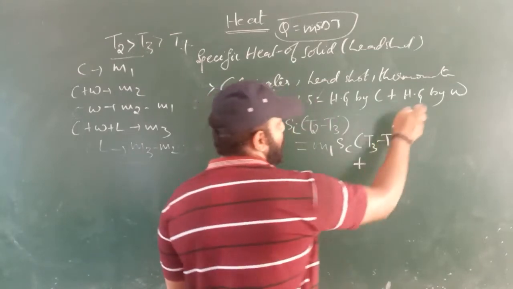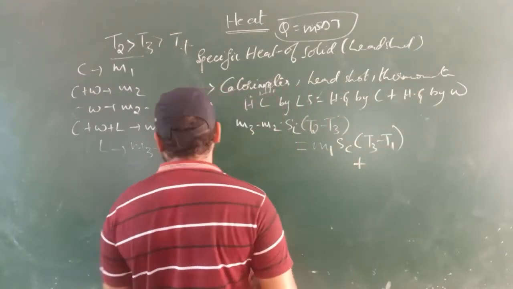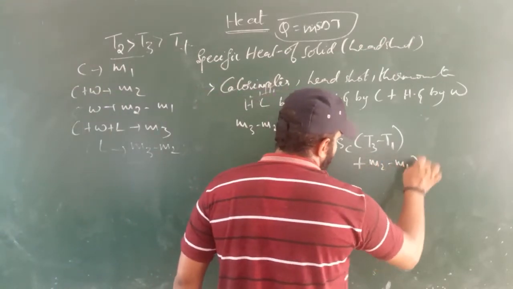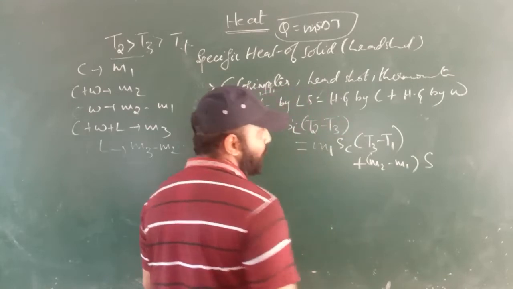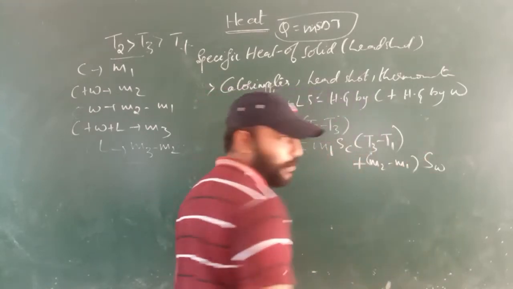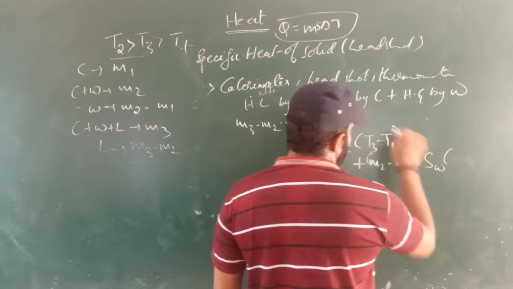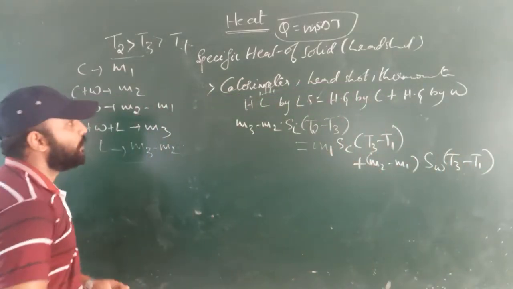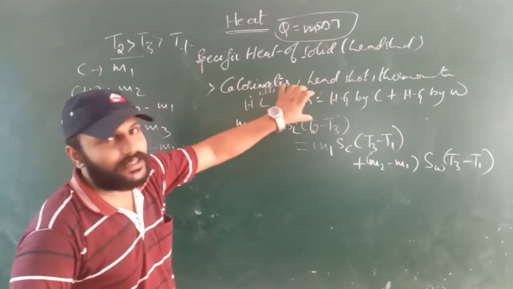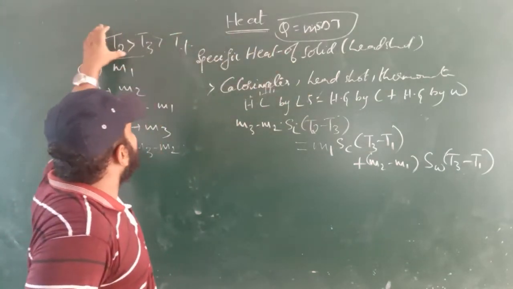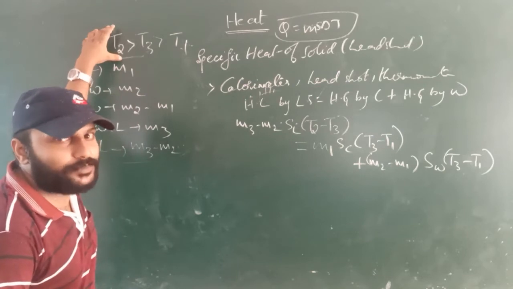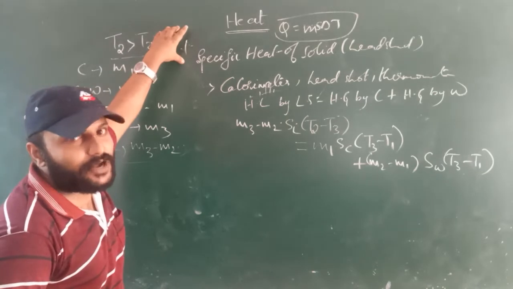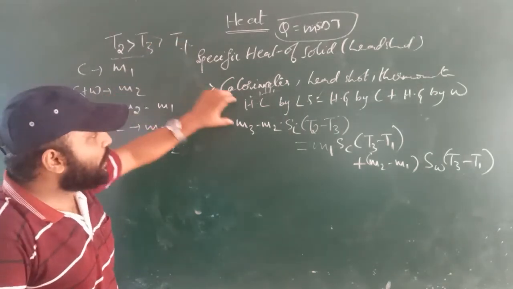Plus heat gained by the water. What is the mass of water? Mass of water, m2 minus m1, into specific heat of water, I will take it as SW, into the change in temperature, same temperature, T3 minus T1. Understood this step? So again I will say it. Heat lost by the lead shot: what is the relationship we have got here? The lead shot is the higher object, the hotter object, T2. T3 is the temperature of the mixture, and T1 is the temperature of the calorimeter, nothing but the colder object. So heat lost by the lead shot.